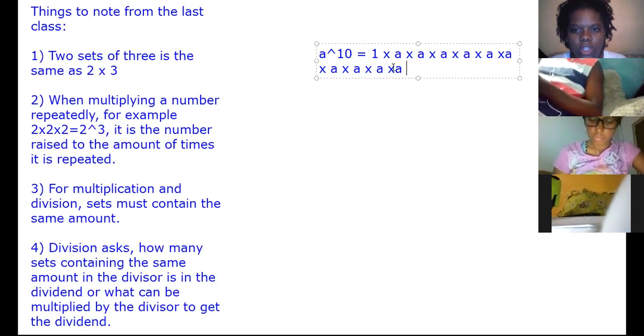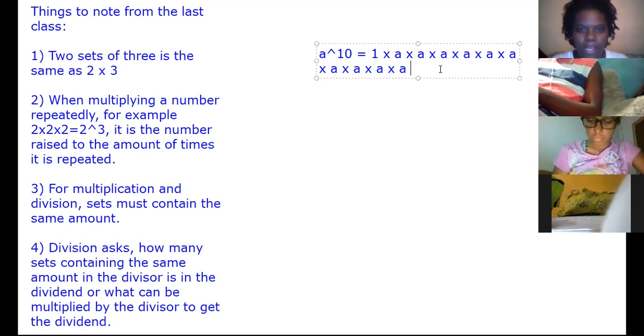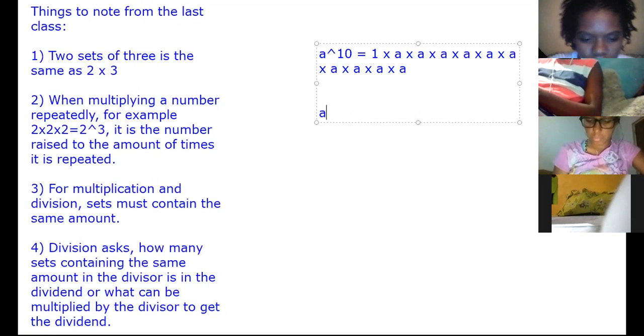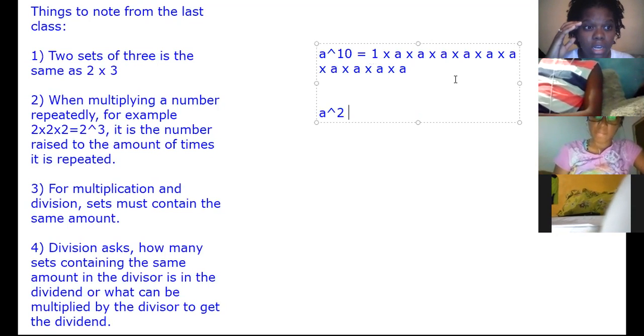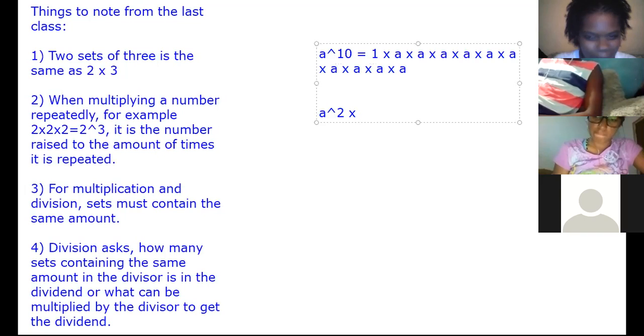Now there's also something that I'd like to mention, and you can help me out. If I have, for example, a to the second power, that will equal 1 times a times a. All right, hold on, we're not finished. Let me just put the next part.